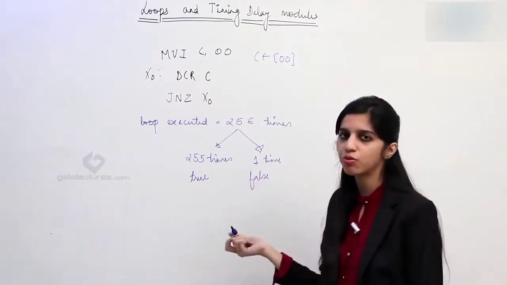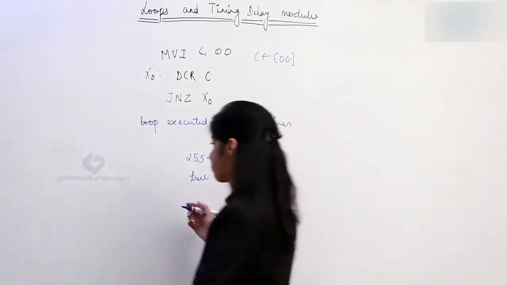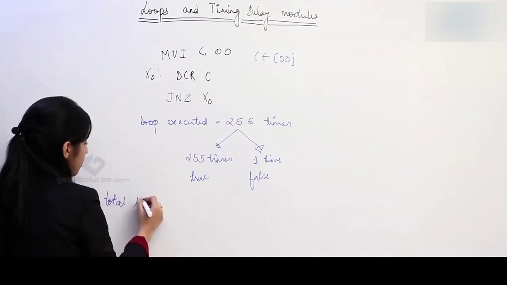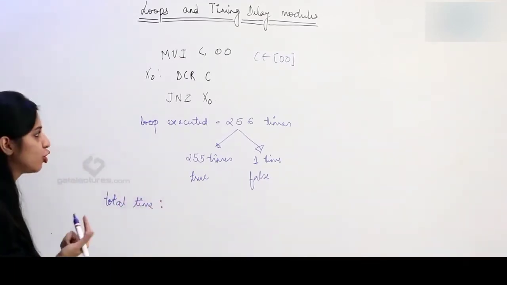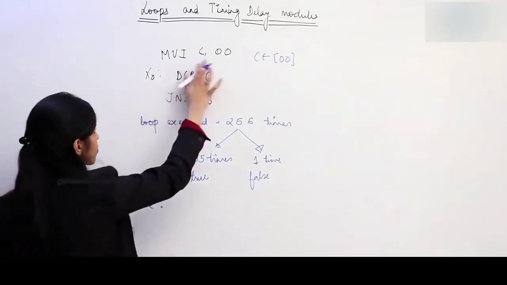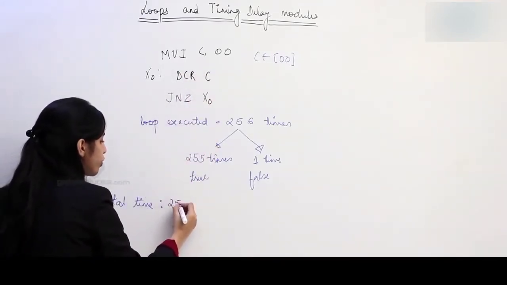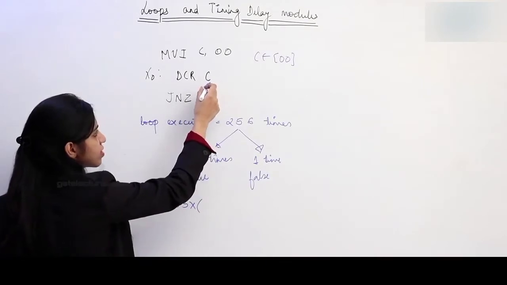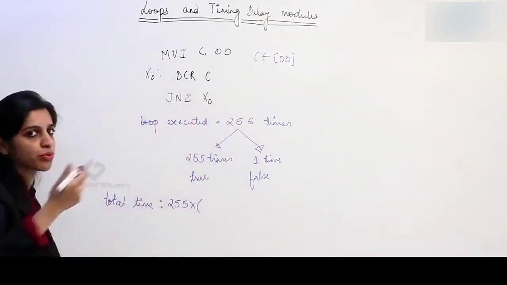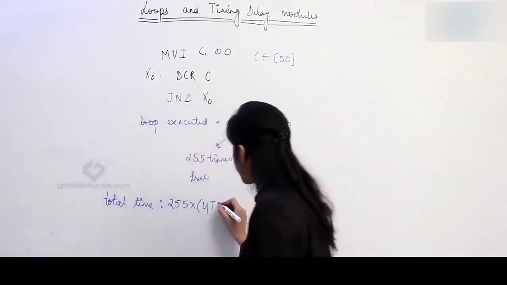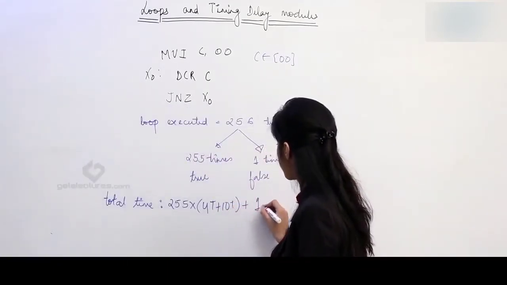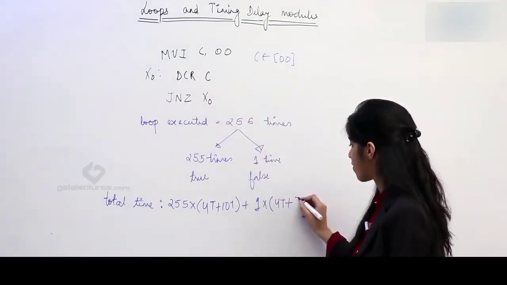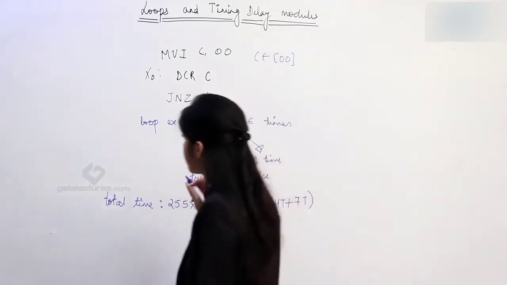Now I am trying to calculate the T states for this program. Firstly I am calculating the loop time, then we can include this instruction also. So total time is going to be 255 into the time for true condition. See, this instruction is 4 T states long. If the condition is true, this conditional jump is going to take 10 states. So it becomes 4 plus 10, 14, plus 1 into, again this DCR C is going to take place, so 4 plus this is going to take 7, 11.